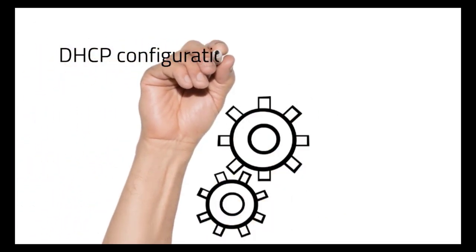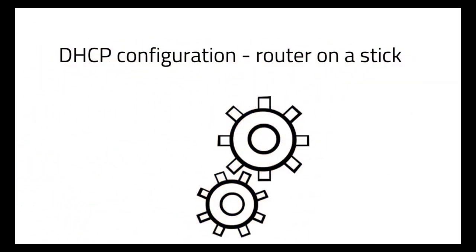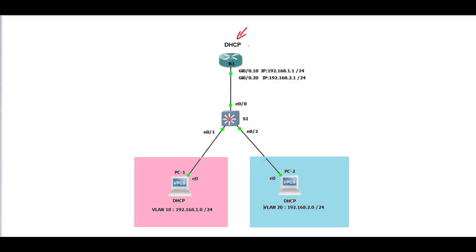DHCP configuration, router on a stick. On router 1 will be configured DHCP pools for VLAN 10 and VLAN 20, and sub-interfaces for VLAN 10 and 20. On switch 1, VLAN 10 and VLAN 20. Ports will be configured: 0/0 will be a trunk port, 0/1 for VLAN 10 and 0/2 for VLAN 20.